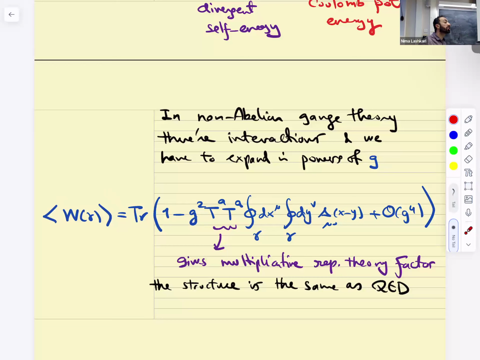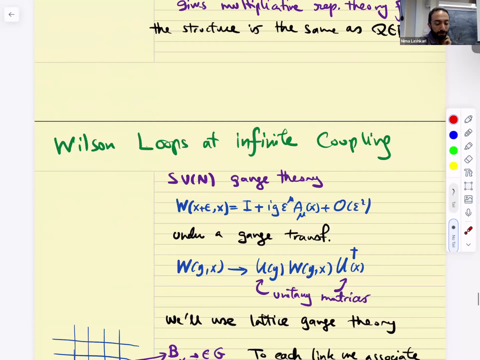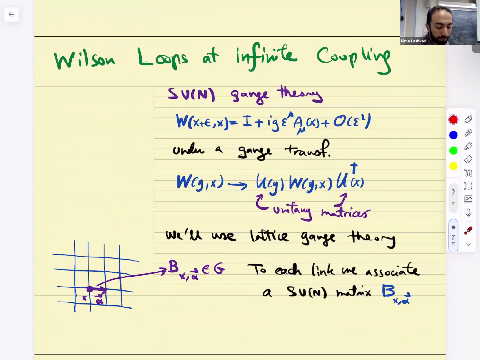at infinite coupling. First, you've got to let go of the path integral. You don't know how to make sense of it. It's infinite coupling. The only other thing that we have is the lattice gauge theory. So we're going to try to use lattice gauge theory. Do you remember what lattice gauge theory was? I'm going to review it.